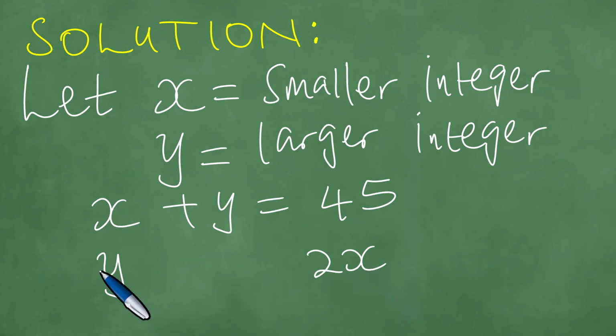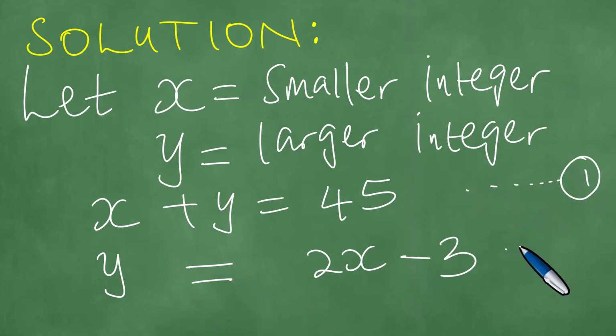So if this one is 3 less, it means that this 2x is basically 3 more. And to effect an equality, we must subtract like so, and then put an equal sign here. All right. Now we label our equations. This is algebraic equation 1, algebraic equation 2. All right. Now what do we do?